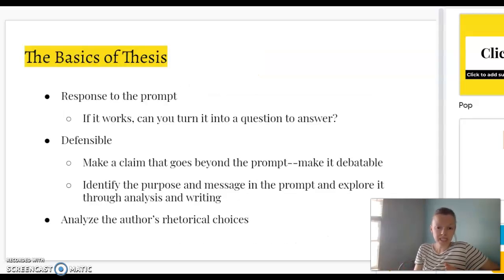Okay, so the basics, you need to respond to the prompt. If it works, can you turn the question into an answer? Is it defensible? Does it make a claim that goes beyond the prompt? In other words, it has to be something that can be debated. You want there to be another side. You also want to identify the purpose and message in the prompt and explore it through analysis and writing, and then analyze the author's rhetorical choices.